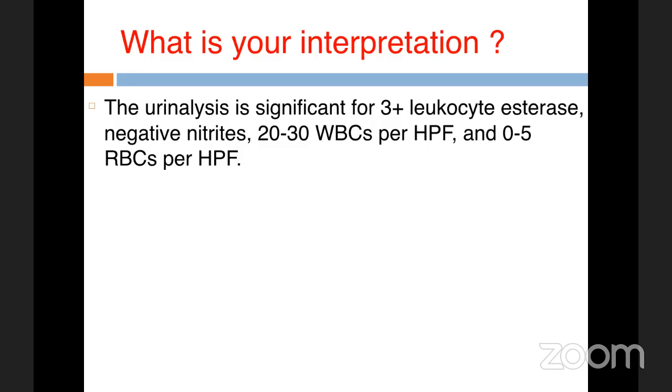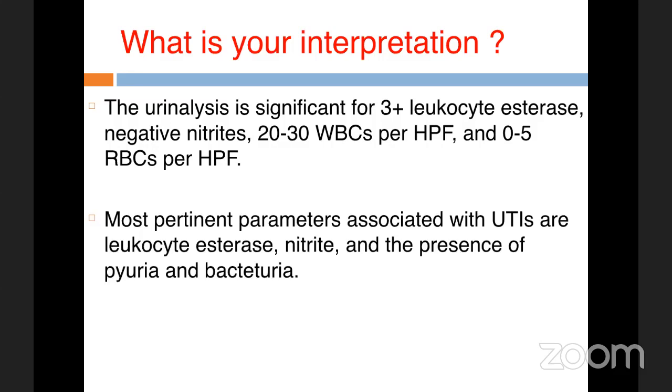Negative nitrates, so even though one parameter is negative, do not take that as seriously, because for nitrate conversion you need some time. So in polyuria, there may not be so much time. So nitrates may be negative, but your WBCs per high power field is more than 5, so it is significant. 3+ leukocyte esterase is significant too, and hence we should take it as probable UTI. So the most important are leukocyte esterase, nitrate, and the presence of pus cells and bacteriuria.